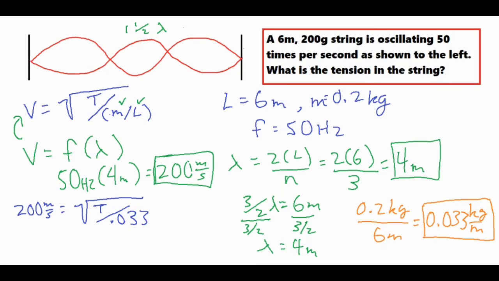And then basically what we're going to do is we're just going to end up squaring both sides to get rid of the square root, and then multiply both sides by 0.033. And then our tension comes out to 1,320 newtons.